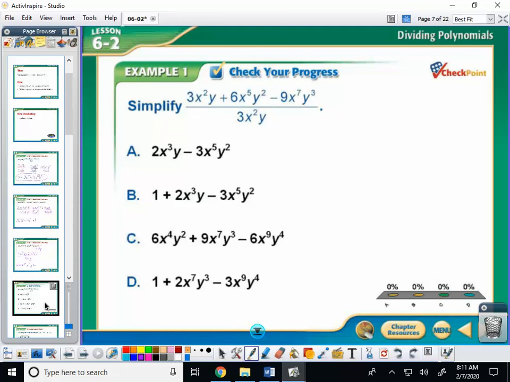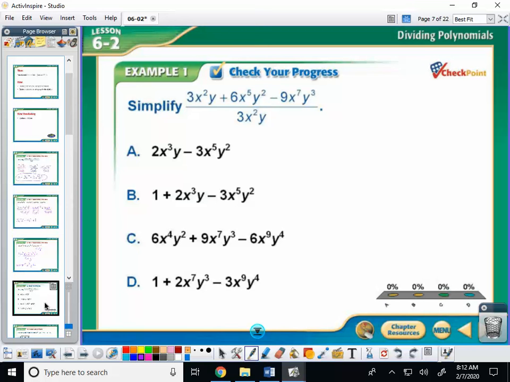Okay, let's look at one like this. 3x squared y plus 6x to the 5th y squared minus 9x to the 7th y cubed. And that is all divided by 3x squared y. Okay, so we need to divide each term by 3x squared y. Let's go ahead and do this.